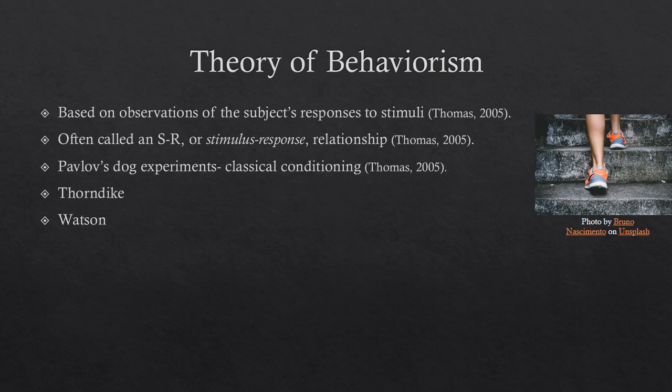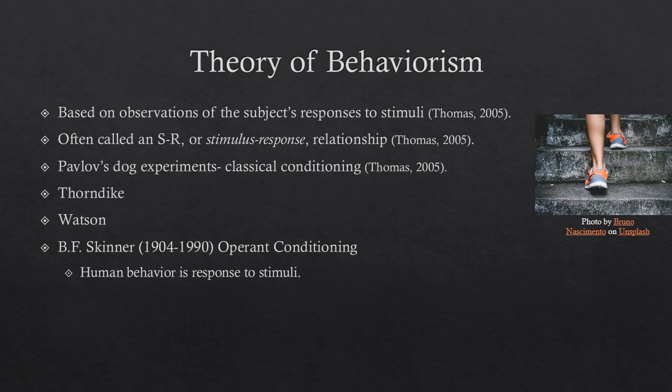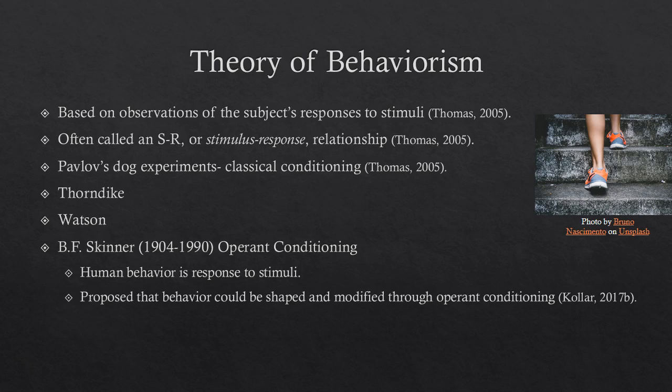Thorndike and Watson were some very prominent behaviorists. B.F. Skinner is probably the most famous, known for his operant conditioning. The idea with operant conditioning is that all human behavior is in response to some type of stimuli. Now, it may not be an external stimulus like the bell with Pavlov's dogs, but it might be a stimulus that's happening in your brain that you don't even realize is happening. But the idea is that everyone's behavior is based on some sort of response to something happening in their mind. He proposed that behavior could be shaped and modified through operant conditioning. And so he was the first to really talk about positive or negative reinforcements or positive or negative punishments.